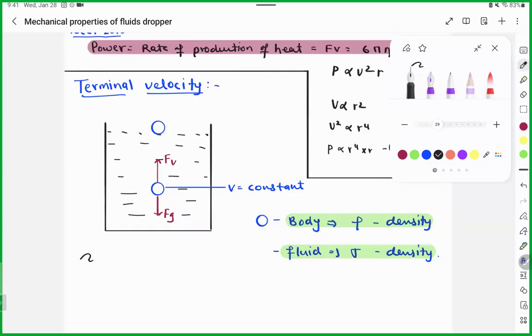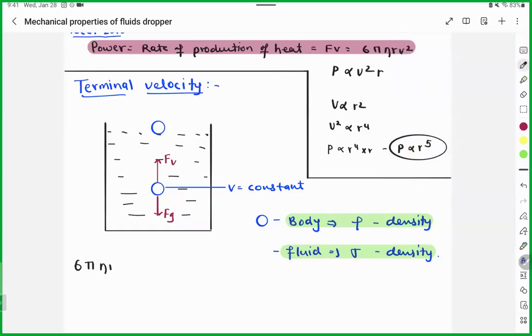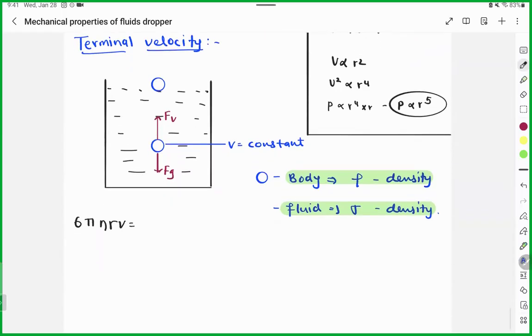Your net viscous force is 6 pi eta R V. Net viscous force will be equal to this force. And how to calculate force in this case? Force is equal to mg. Mass is equal to density into volume, into g. Correct? And density is different for the body and fluid. Volume, you know the formula, it is 4 by 3 pi r cube.